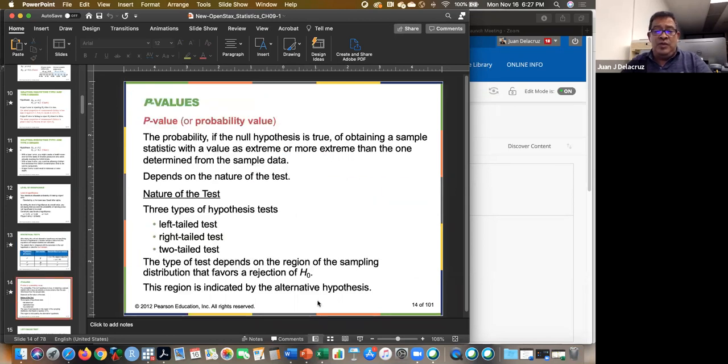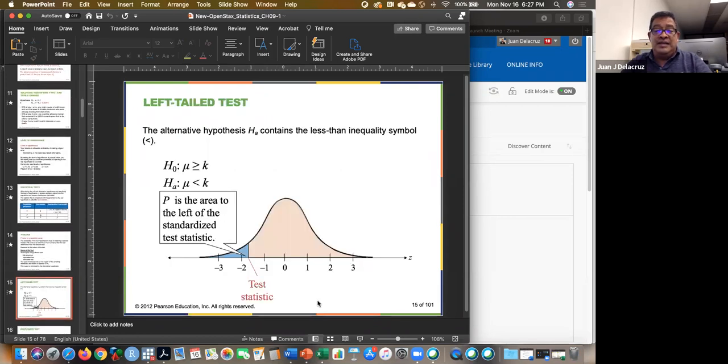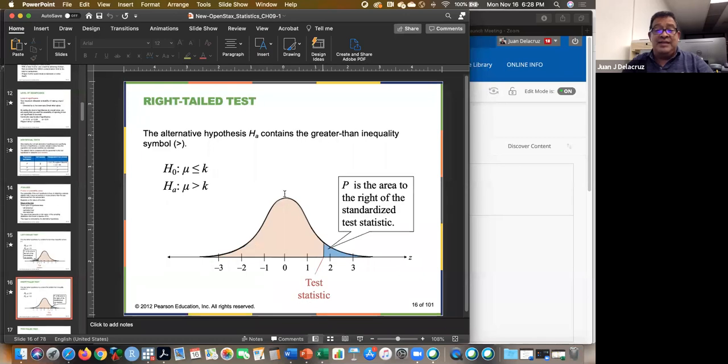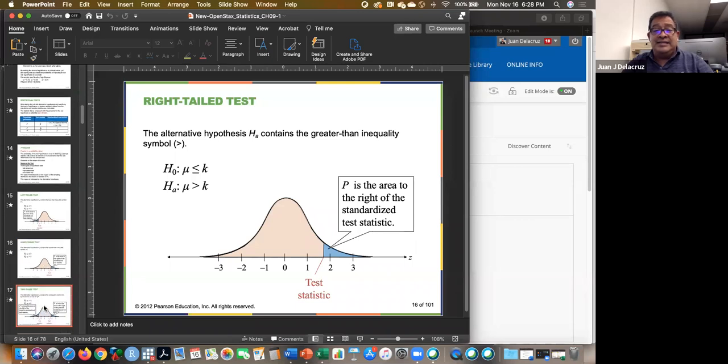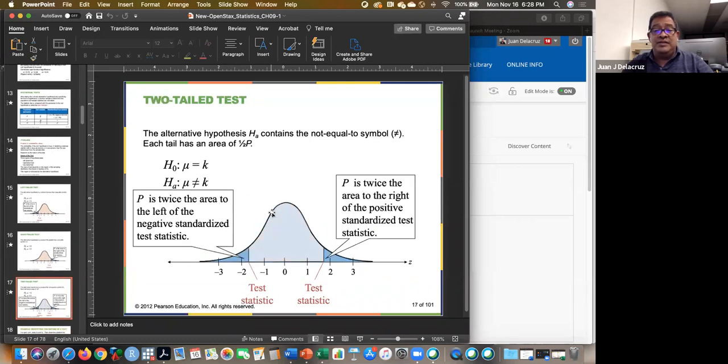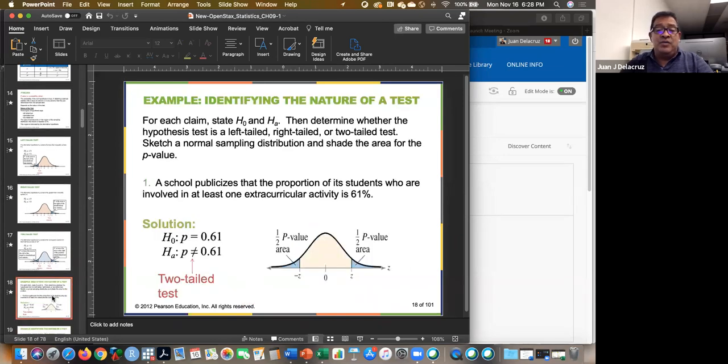We went through the nature of the test. We mentioned the left tail test, where the peak of the sign goes to that side. Of course, that's going to be a left tail test. We have a right tail test when this is greater than, so we're going to be measuring this. And the two tail test is going to be given by the non-equal sign. If the level of significance is 5%, we're going to divide the value between the two different tails, right? That's how we do the case.